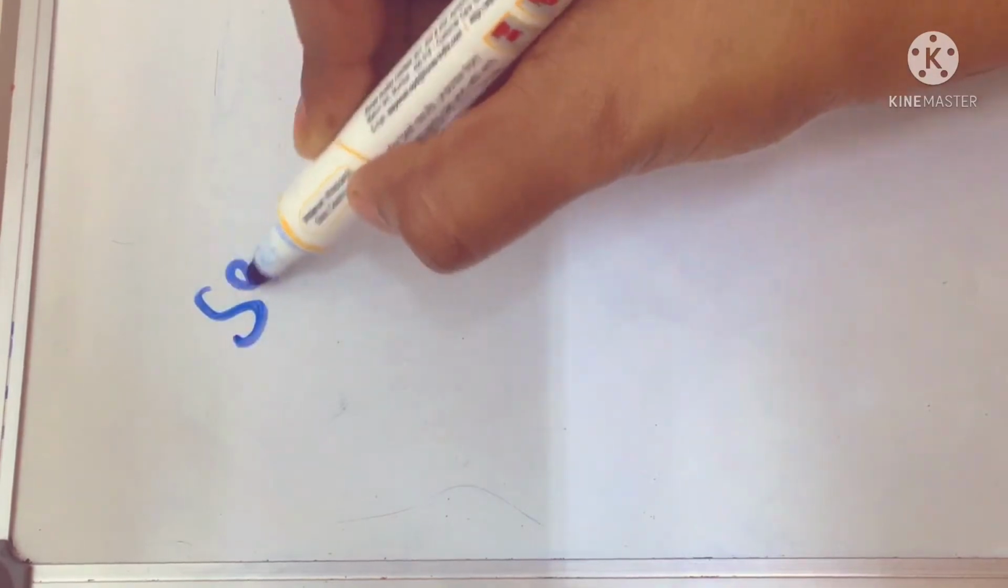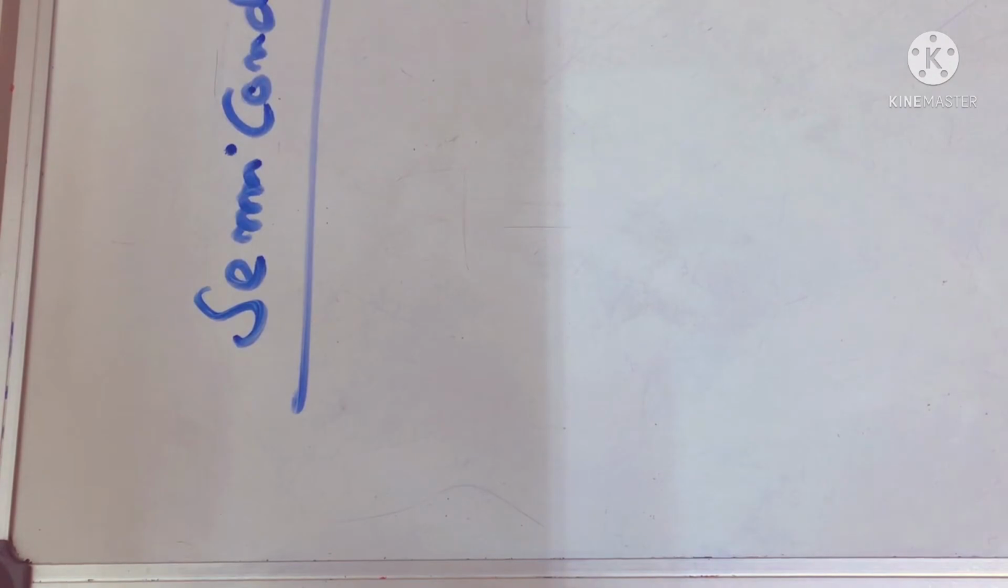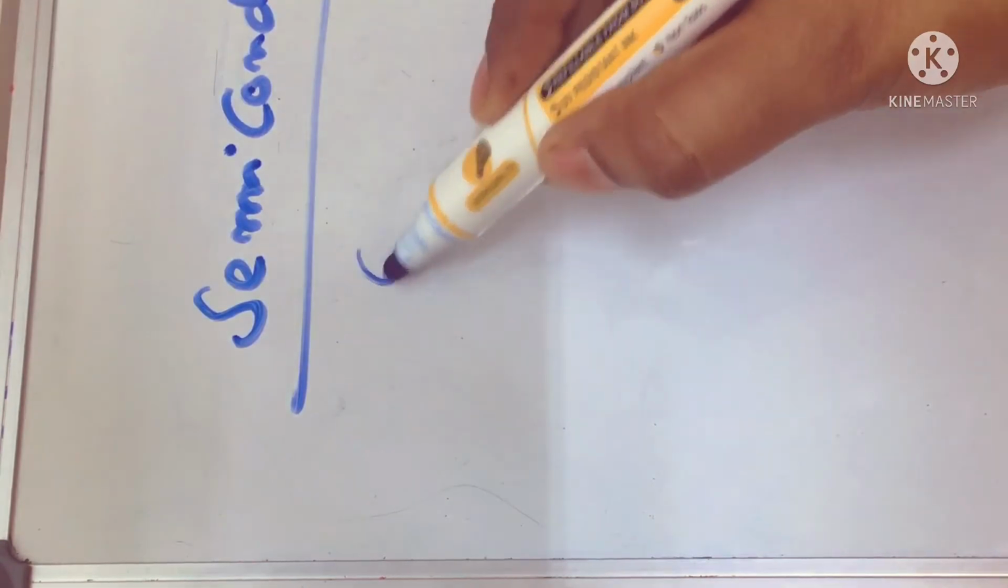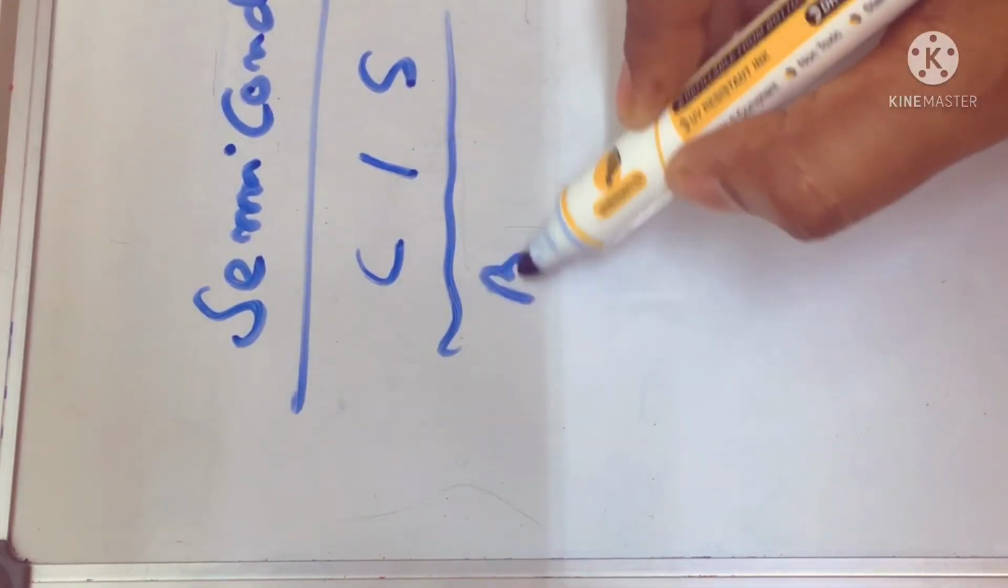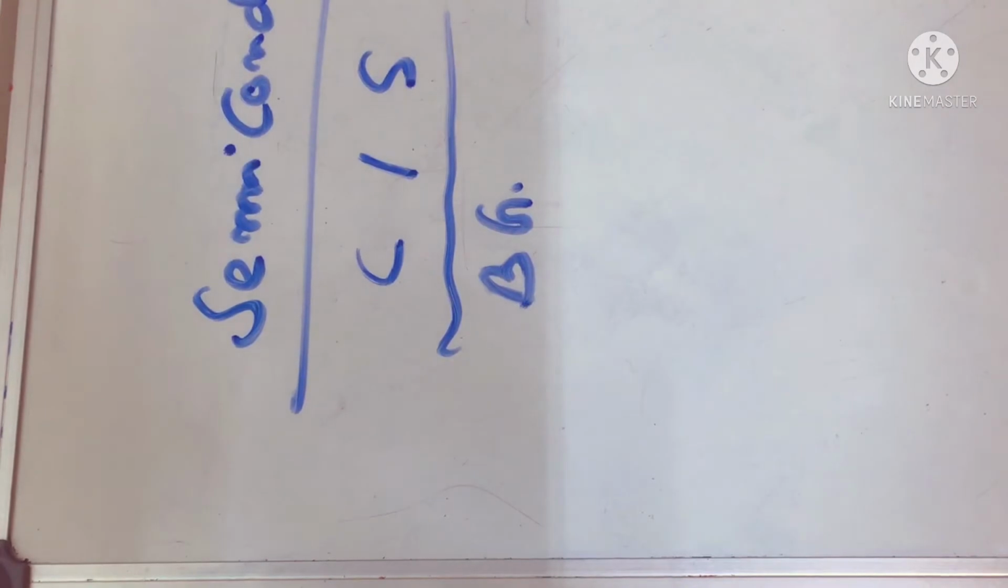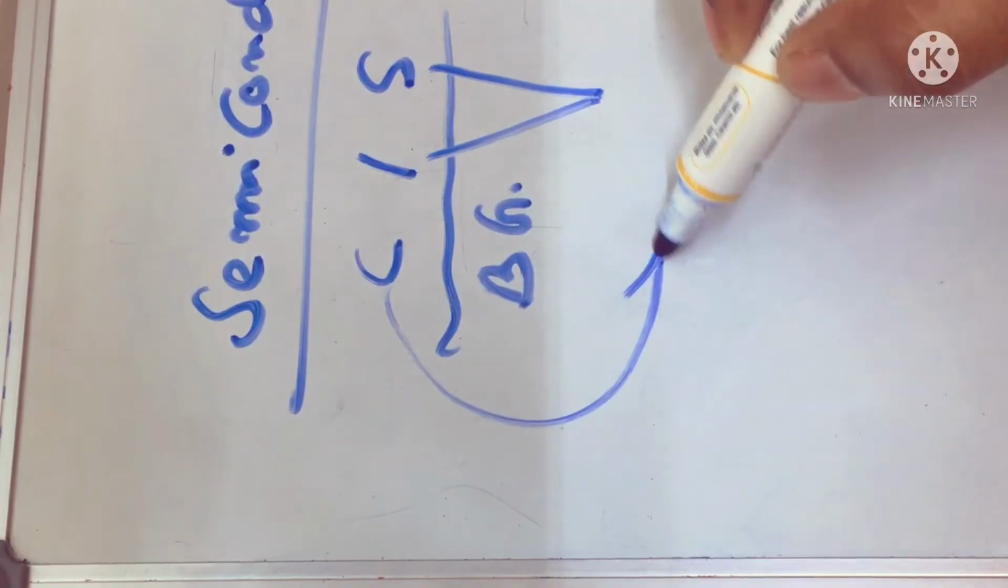The first topic is semiconductor. How can we classify materials? We can classify materials as conductors, insulators and semiconductors. How do we classify these materials? Based upon the band gap energy. If the band gap energy is higher, then it is an insulator. If the band gap energy is lower, then it is a semiconductor. If the conduction band and valence band overlap, then it is a conductor.